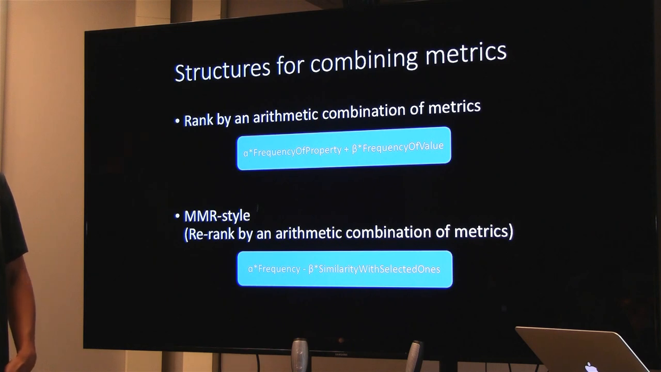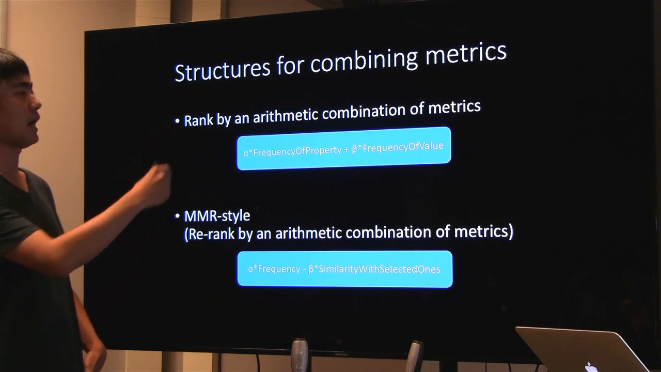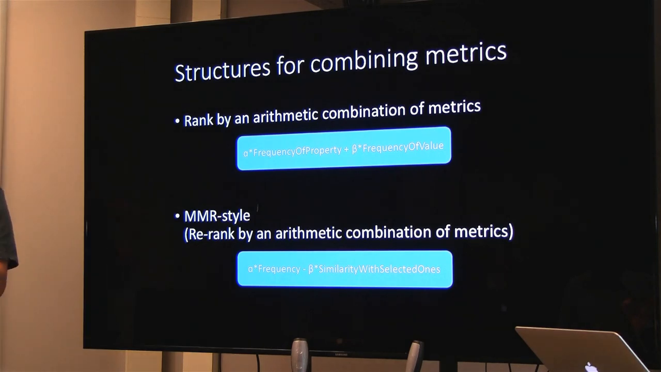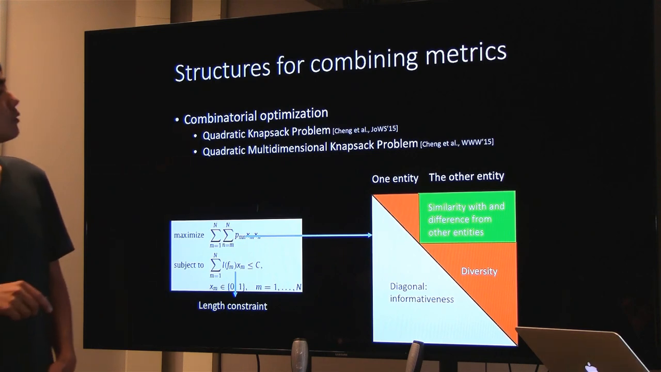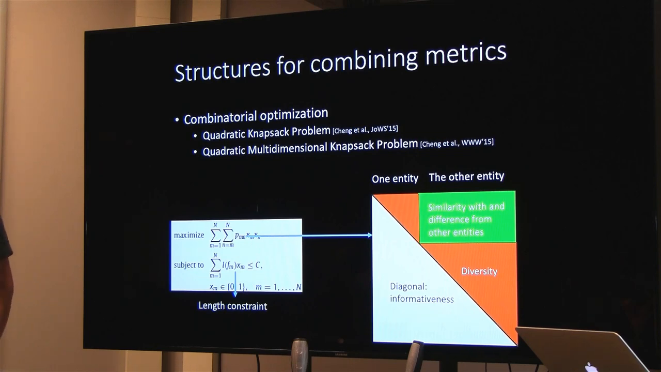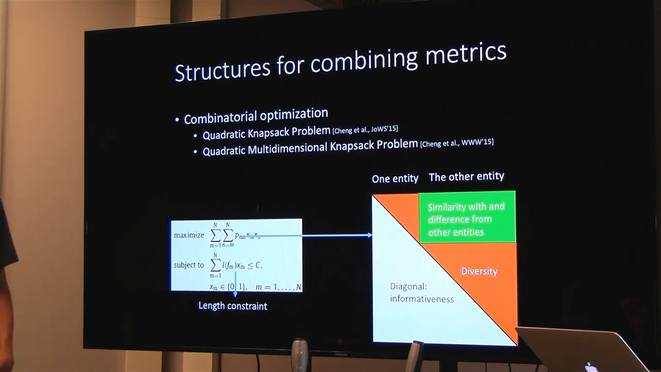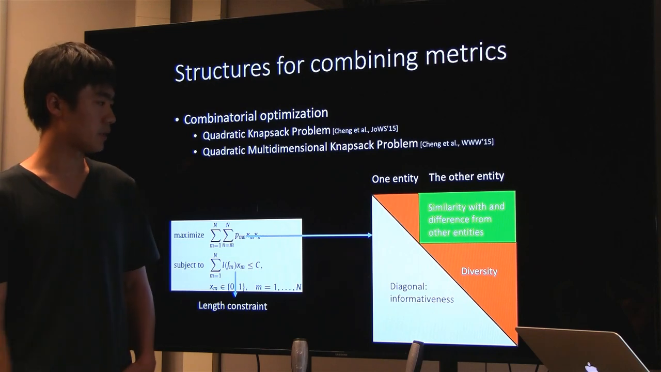A natural way of combining metrics is to rank property value pairs by an arithmetic combination. You can use some weights to add some soft priorities to different metrics. And here's my favorite, to do it using combinatorial optimization. I will briefly show you how to do that. Actually, we can model the problem of anti-summarization as a combinatorial optimization problem, such as quadratic knapsack or quadratic multi-dimensional knapsack problem. You can find your own favorites of variants of different combinatorial optimization problems.